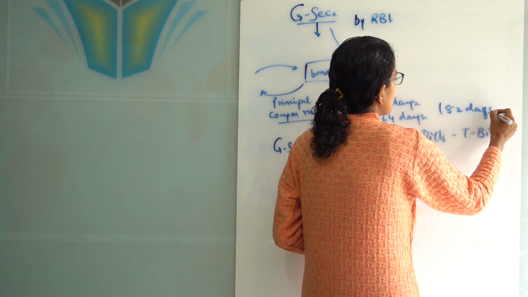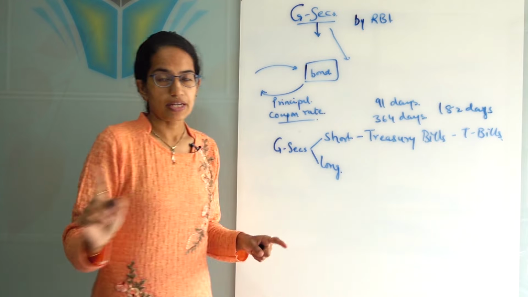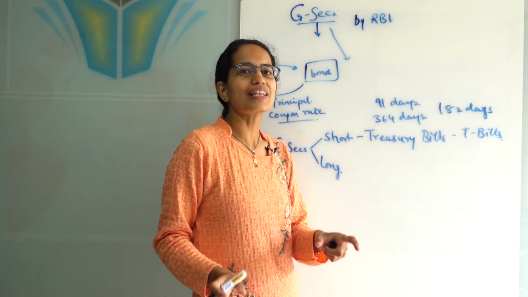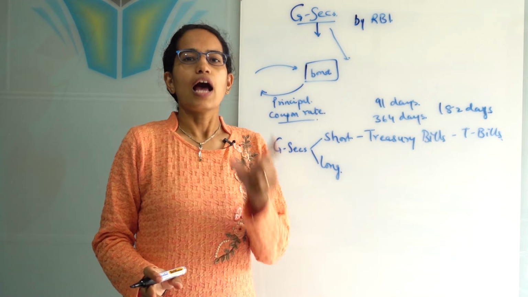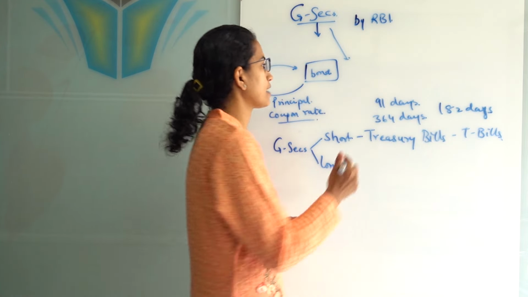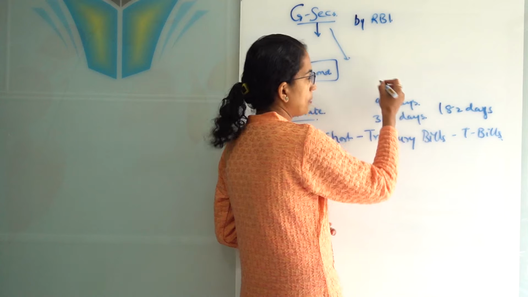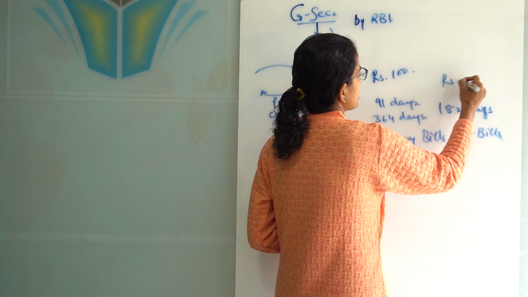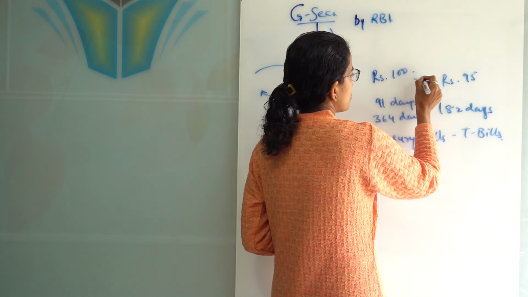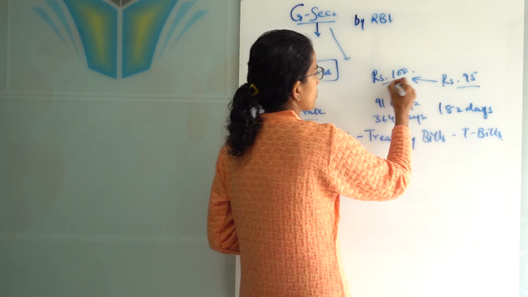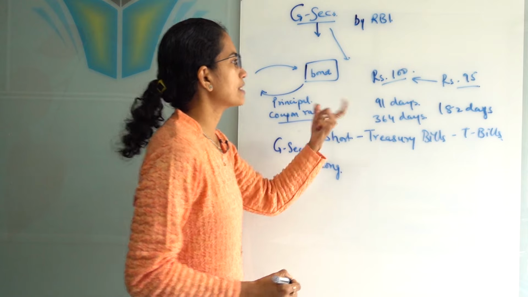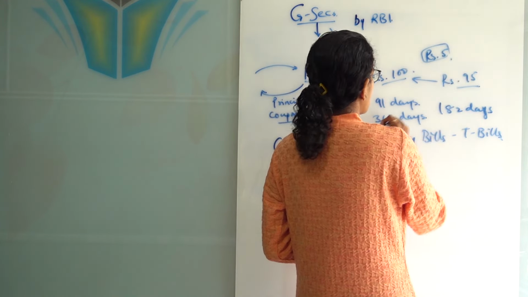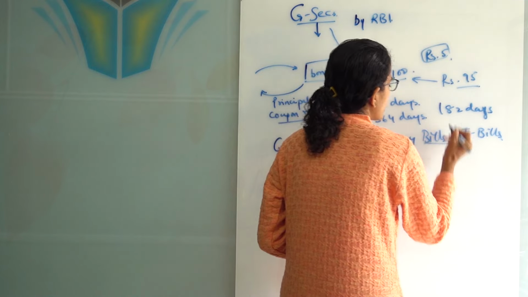Under treasury bills, there is no interest payment, so there is no interest rate. It's just the difference between the maturity price and the issue price. So let's say the face value is rupees 100, but the issue price was rupees 95. That means you invested rupees 95, you would get rupees 100, and that 5 rupees would be your benefit, as simple as that. And that is what treasury bills or T-bills are.